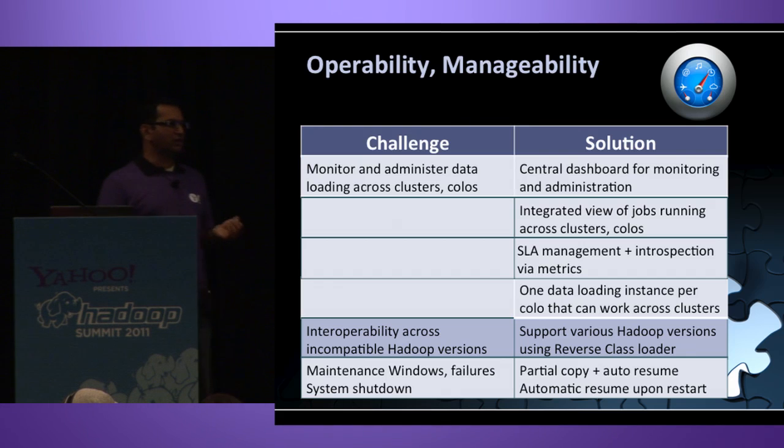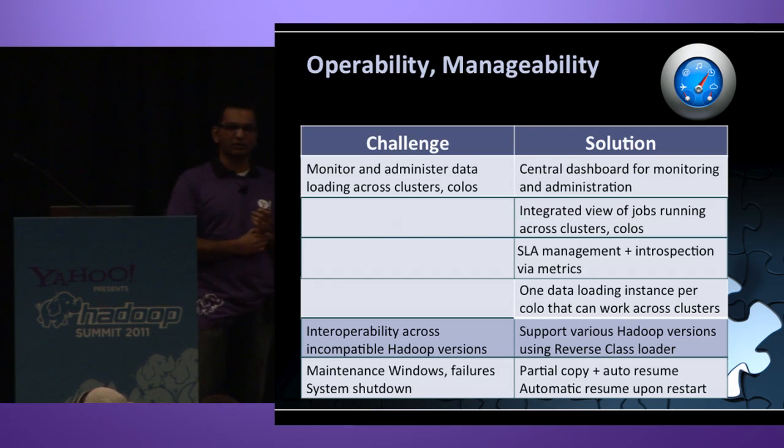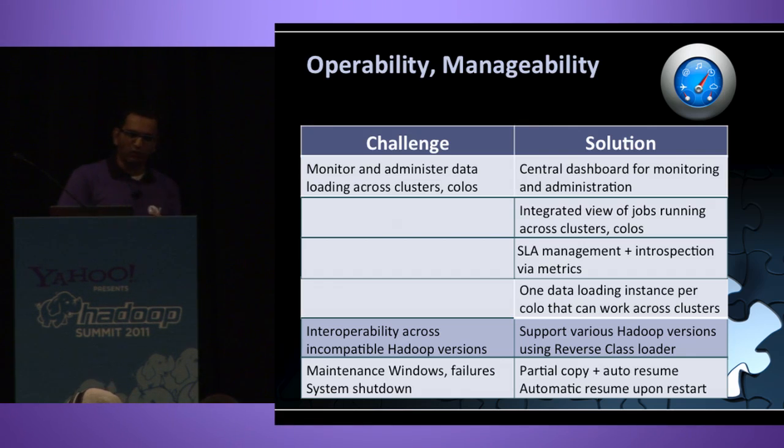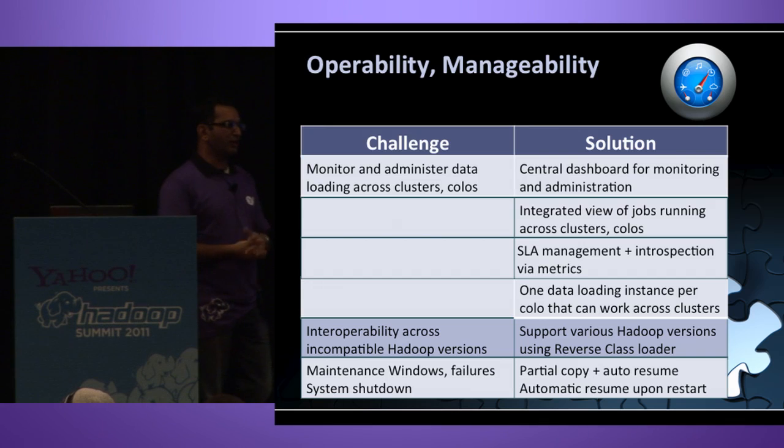is one instance across clusters within a colo. Like if you look at Oozie, if you look at HCat, it's one instance per cluster, and this is one data loading instance per colo. And how have we solved this? Interoperability across Hadoop clusters in a colo.